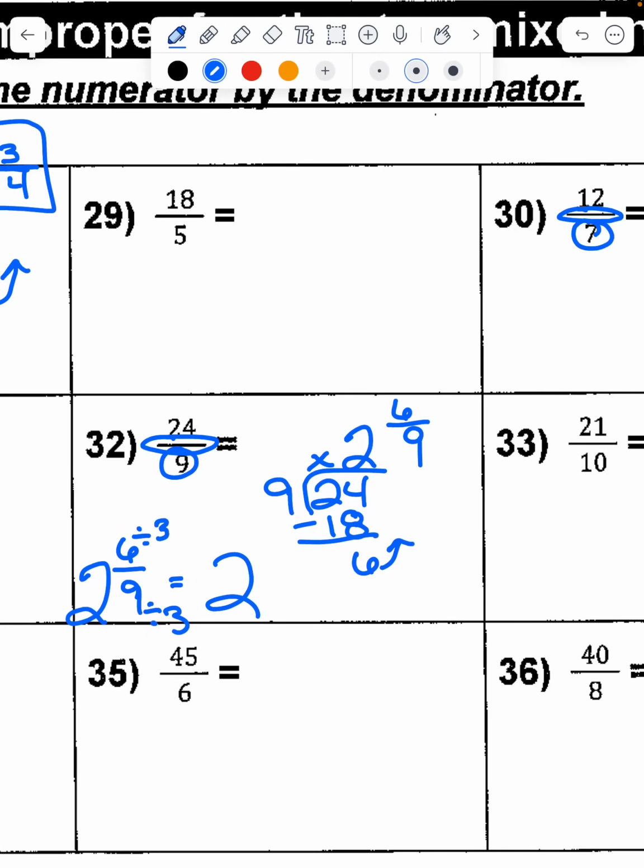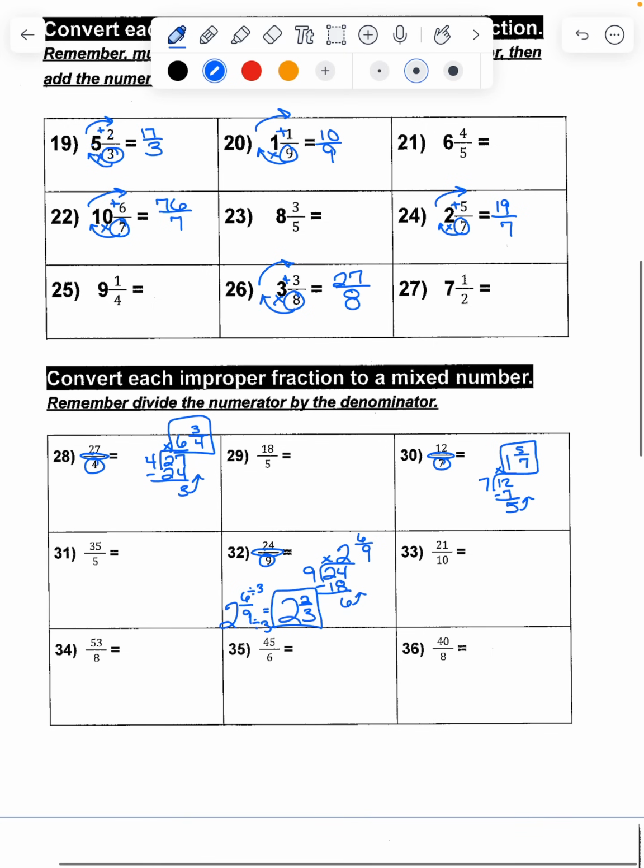3 can. So leave that whole 2 number alone. And then 6 divided by 3, 3 goes into 6 twice. 9 divided by 3, 3 goes into 9 3 times. So 2 6/9 or 2 2/3.